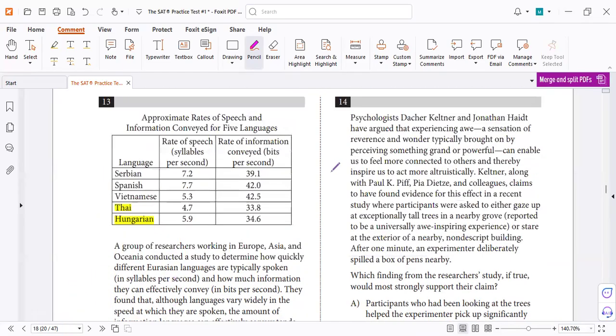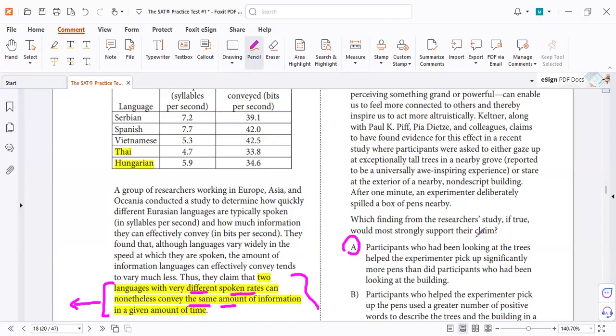Now again, you hate it. Number 14. My God, sir. A, correct. Subhanallah. Glory be to Allah. Look, the claim.